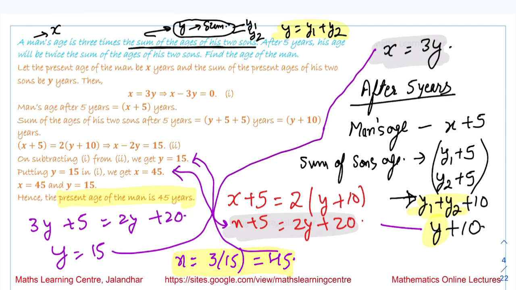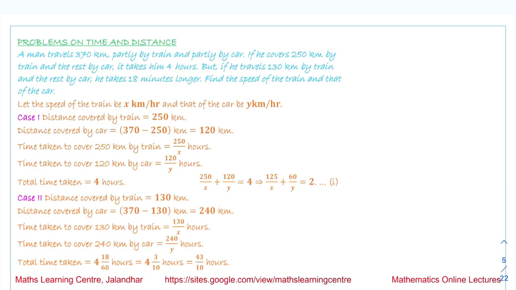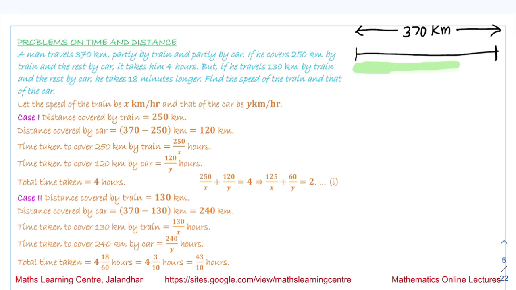Now next are the problems based upon time and distance. We are given that a man has traveled a total distance of 370 kilometers, and some distance he has traveled by train and some by car. Now if he travels a distance of 250 kilometers by train and the rest of the distance by car, it takes him 4 hours.